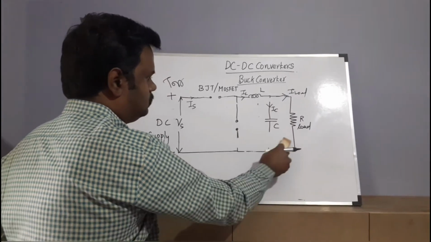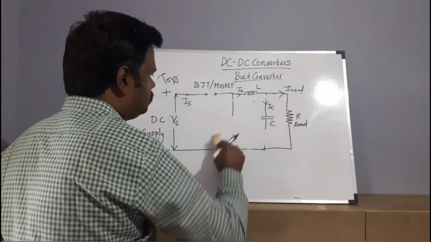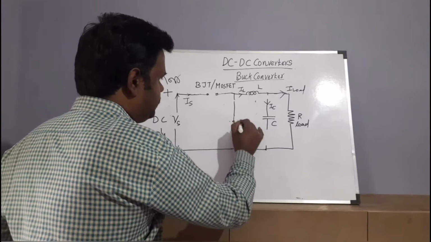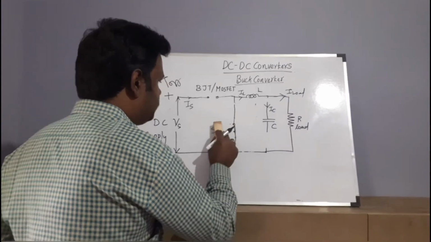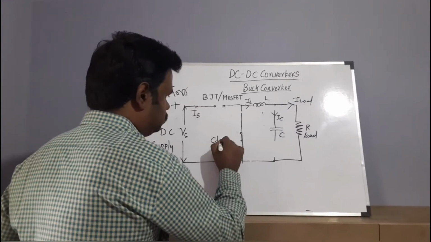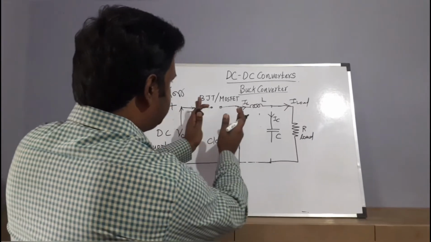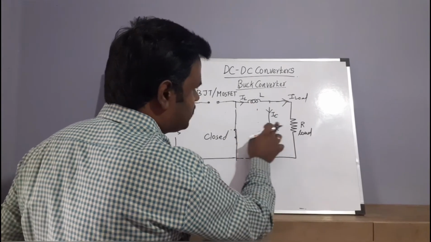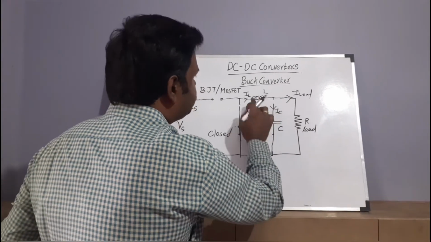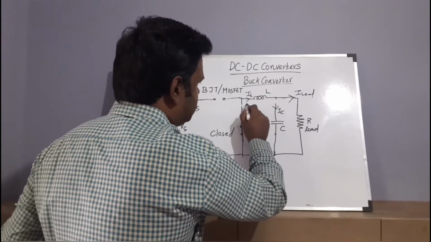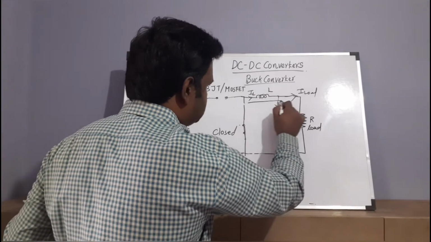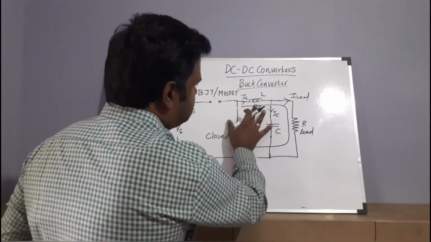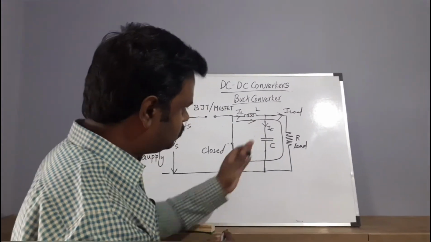Now this freewheeling diode will be coming into conduction, so it will be short circuited or closed. Now what happens, this part of the circuit will be eliminated. The remaining part of the circuit is this inductance, this capacitance, this resistive load. Now the stored charges in the inductor will be flowing like this. This is your second part: stored charges in inductor as well as capacitance will be flowing through your load.